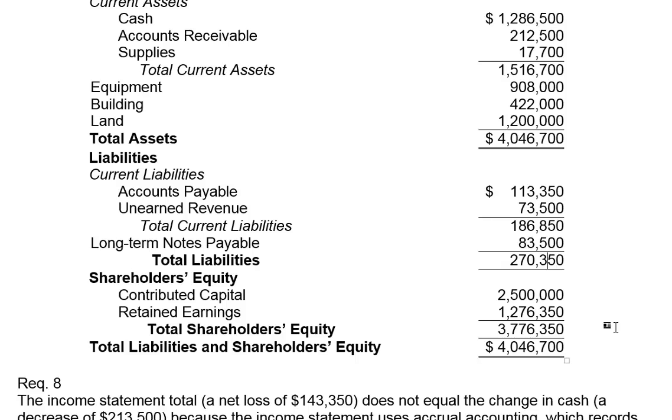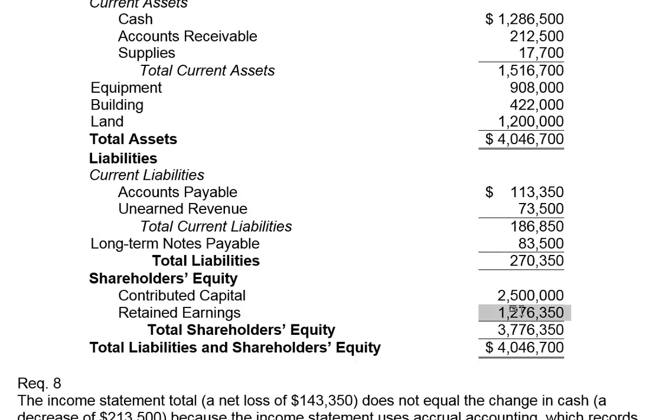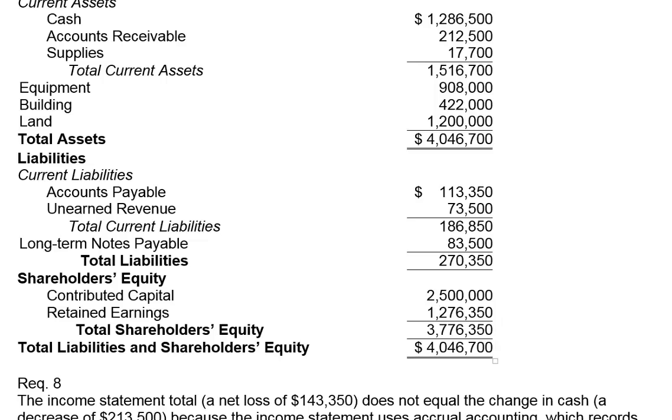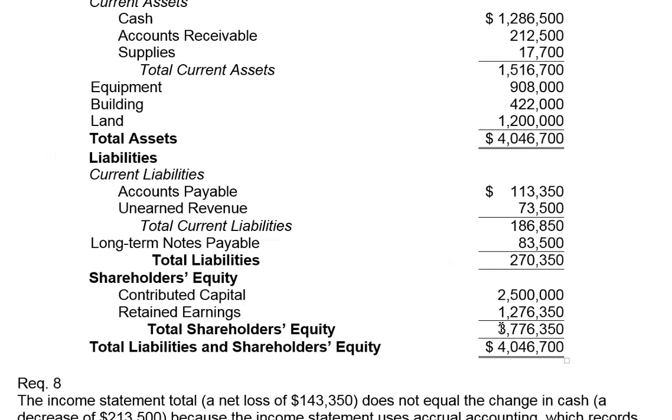So we have total liabilities of $270,350. To that we will add our total shareholders' equity balance, which consists of our contributed capital, which we know is $2.5 million, and our retained earnings, which we get from our statement of retained earnings, not the trial balance that we saw earlier, but this comes from your statement of retained earnings. So now what we see is we have total shareholders' equity of $3,776,350, to which we will add our total liabilities to get a balanced position on the balance sheet of $4,046,700.